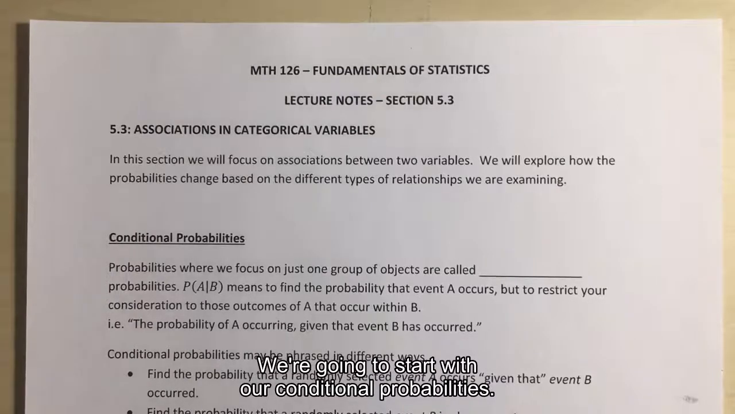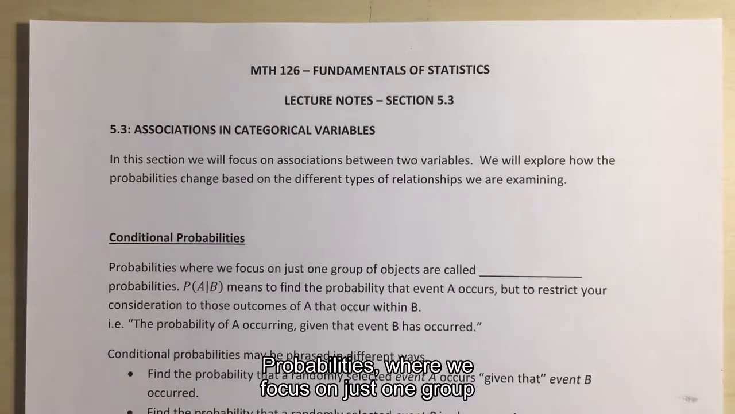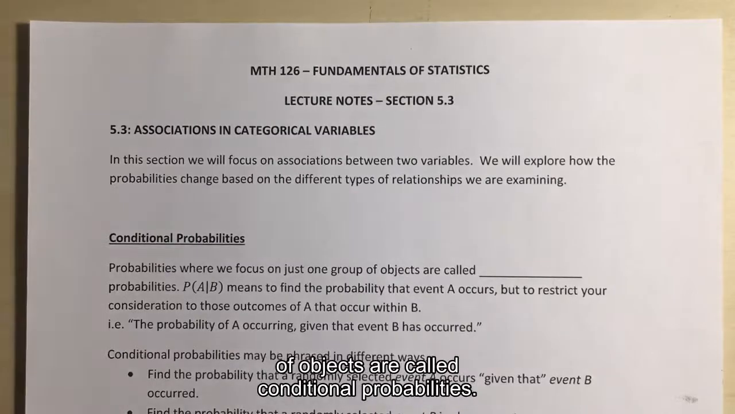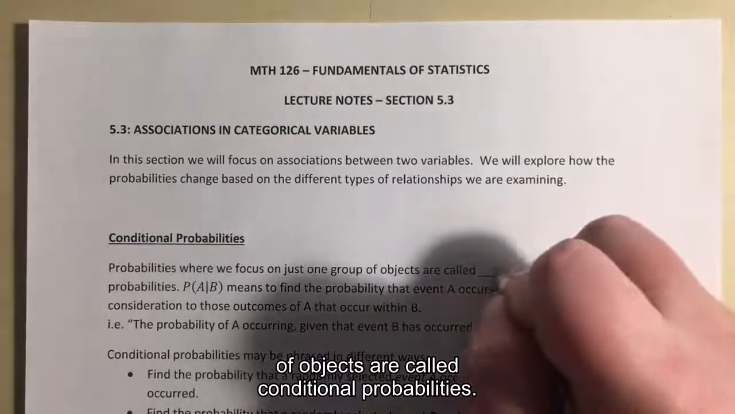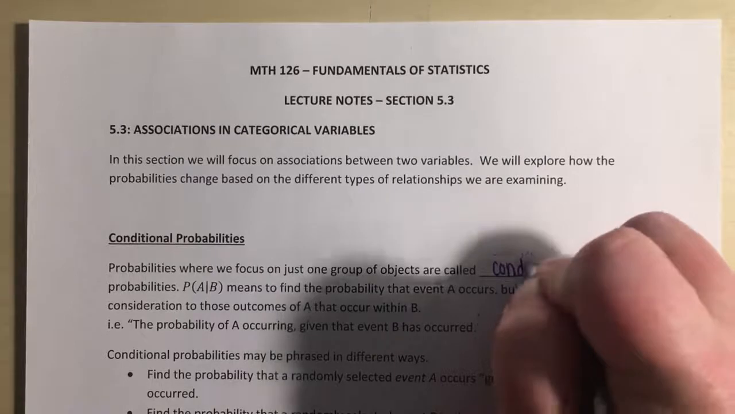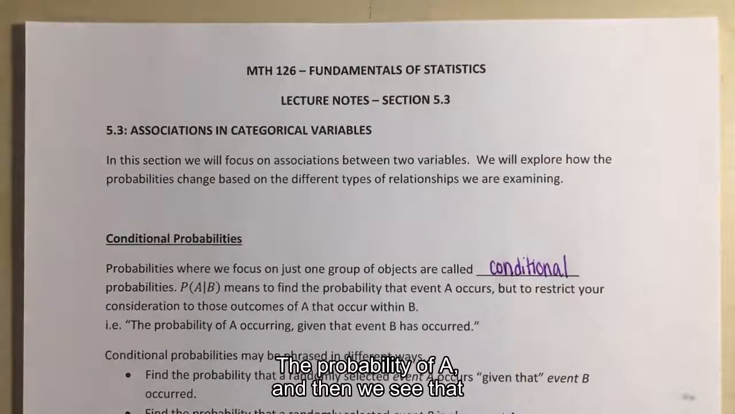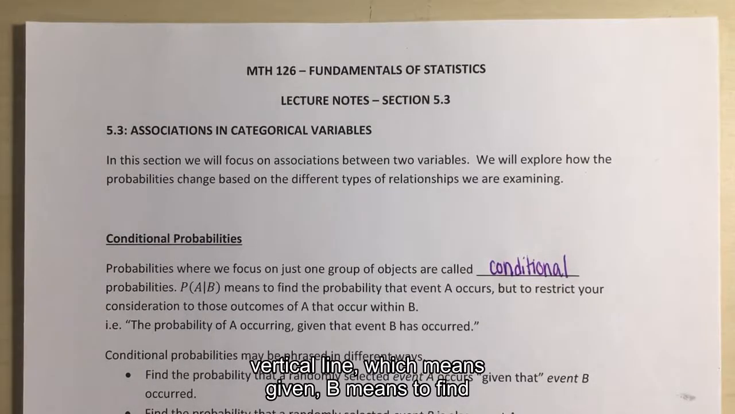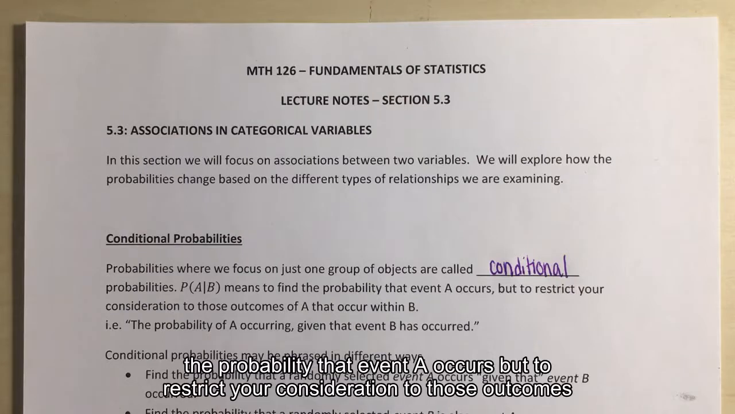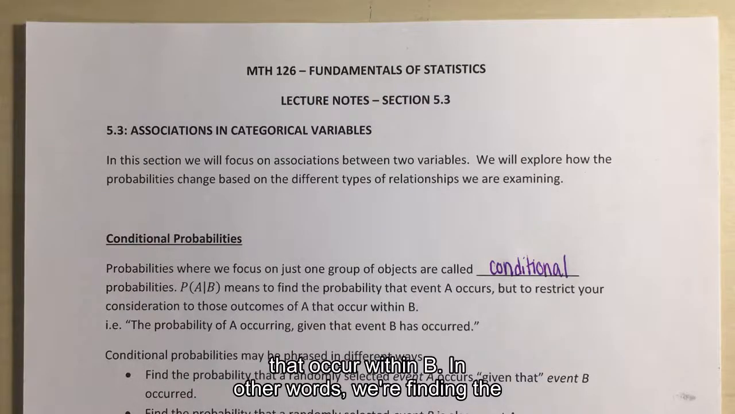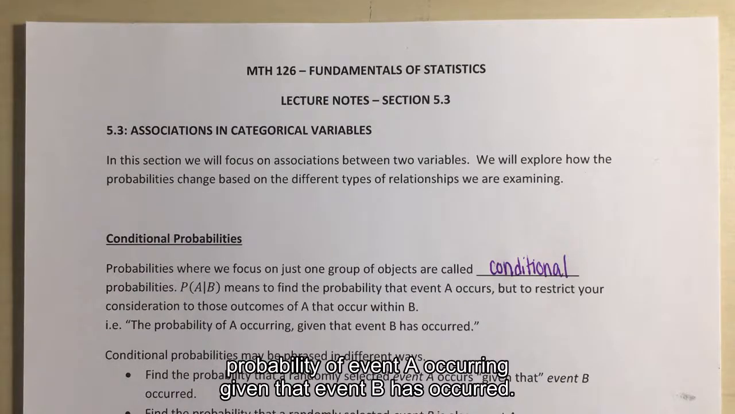All right, so we're going to start with our conditional probabilities. Probabilities where we focus on just one group of objects are called conditional probabilities. The probability of A, and then we see that vertical line, which means given, and B means to find the probability that event A occurs, but to restrict your consideration to those outcomes that occur within B. So in other words, we're finding the probability of event A occurring given that event B has occurred.